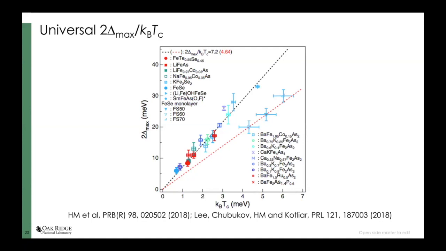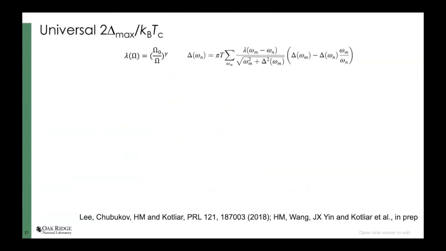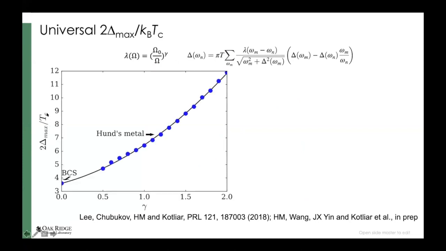So then we posed a question to Gabi, how do we understand this universal scaling? And it turns out there's a good idea that basically you can try to do the Eliashberg equation, but instead of electron-phonon coupling, you put the spin fluctuation in there. This is the spin fluctuation correlator, but here you're going to have an exponent gamma that depends on which system or what physics you want to work with. And you can plot the 2 delta max over kBTC as a function of gamma. And where the Hund's metal physics could play a role.